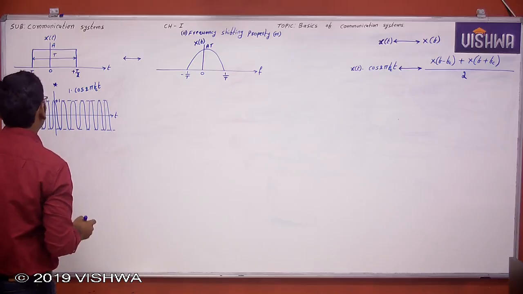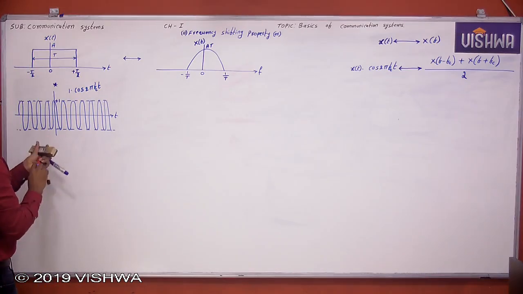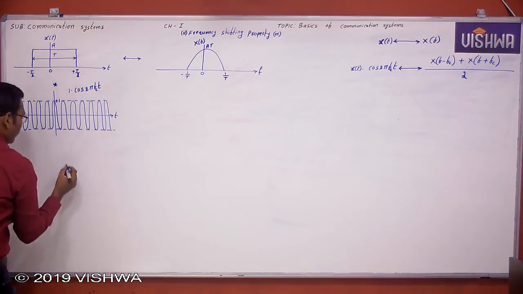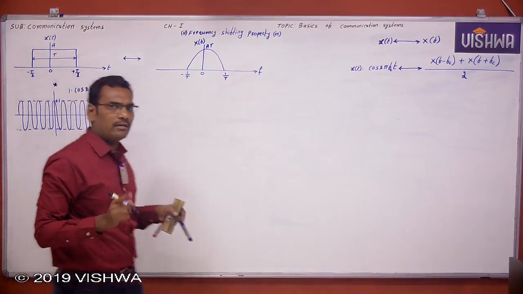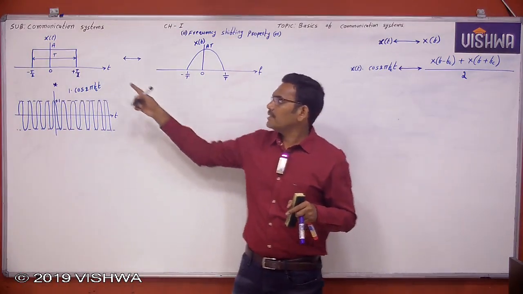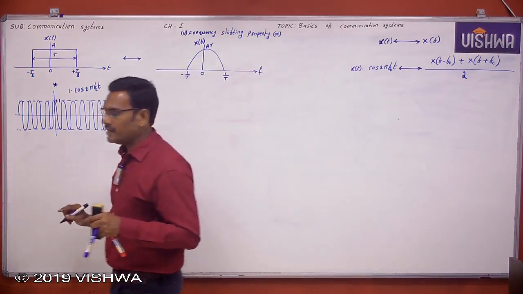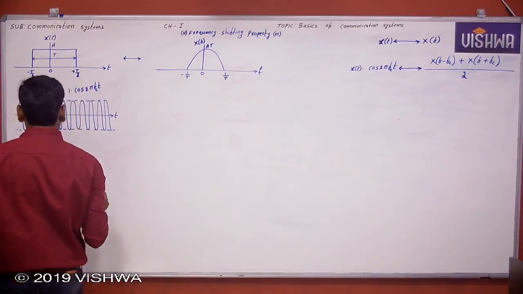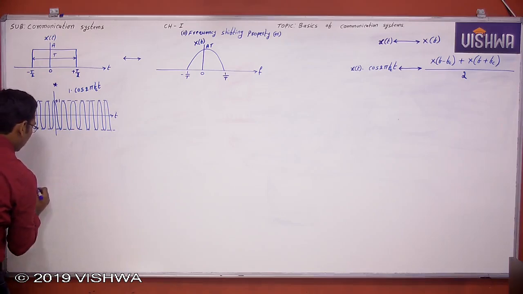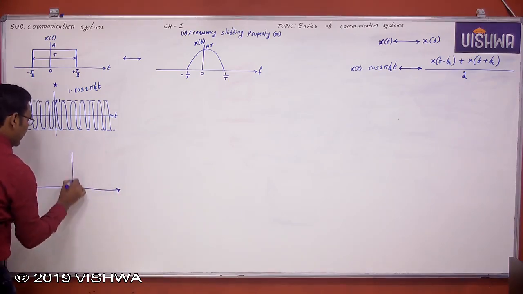Now what is the signal here? Any signal multiplied with a carrier, what is the resultant signal? You can see here. One more point I want to say: any signal multiplied with a sine wave or a cos wave, you can write like this. First draw the original signal. What is the original signal? A rectangular pulse.